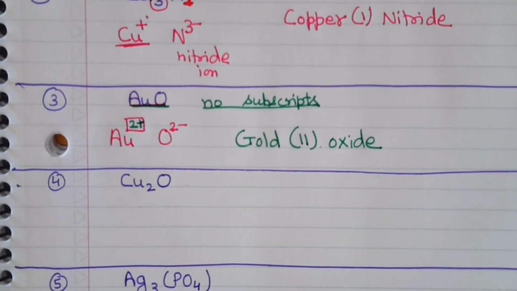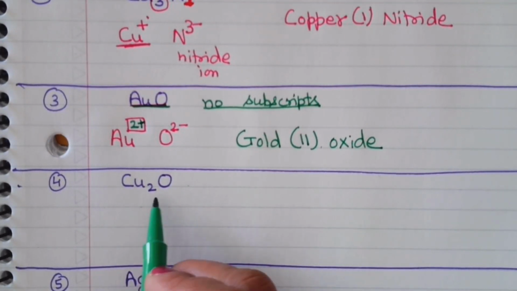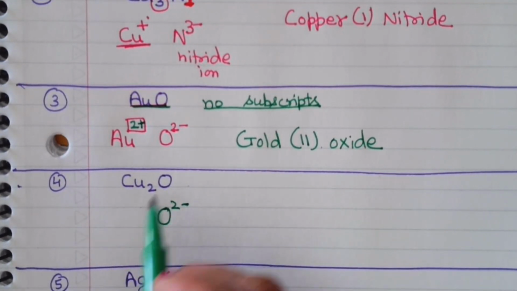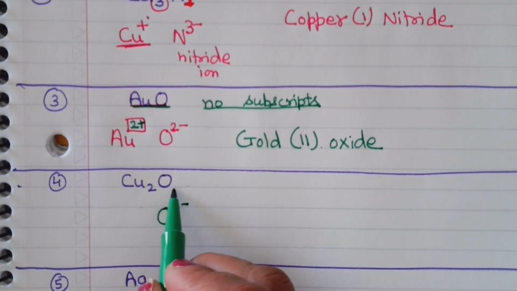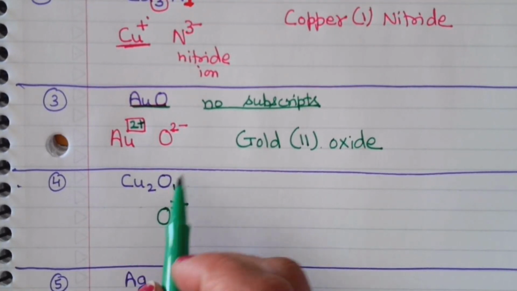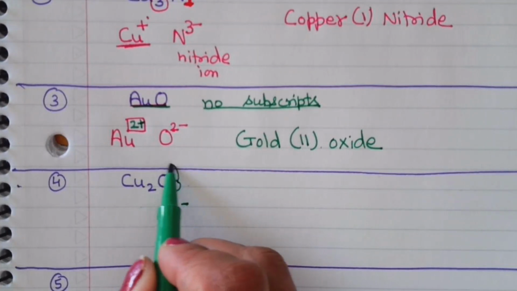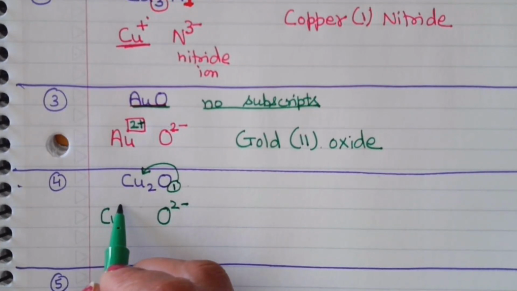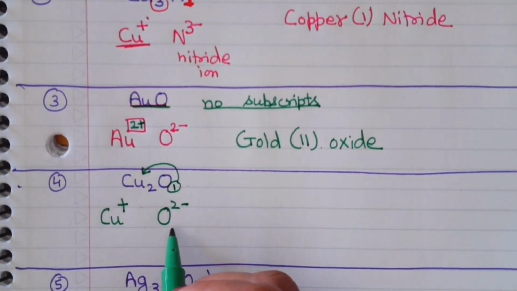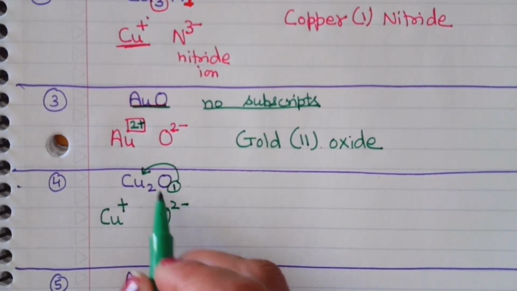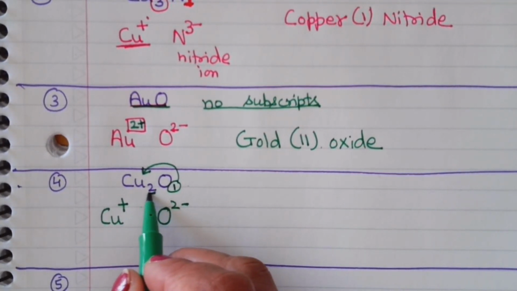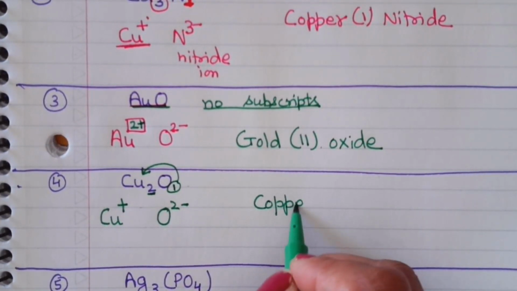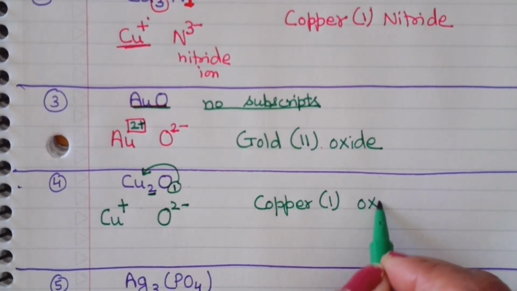Let's do another example. Cu2O, right? Now I already know the charge on the anion, right? Since there is no subscript, this is 1, right? This subscript is coming from the metal cation. So copper has a charge of 1 plus. And we already know the charge on oxide is 2 negative, and that is how we see the subscript 2 on copper. So the name of this compound would be copper(I) oxide.